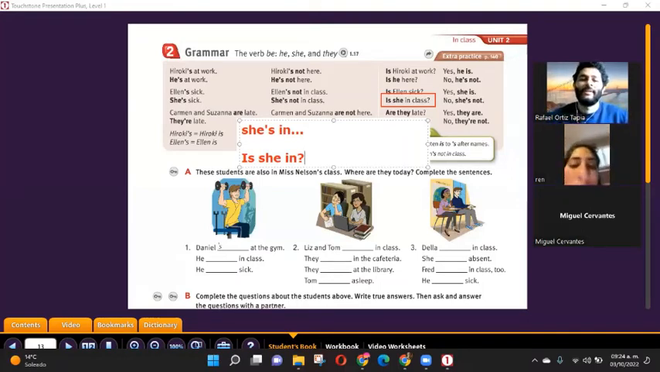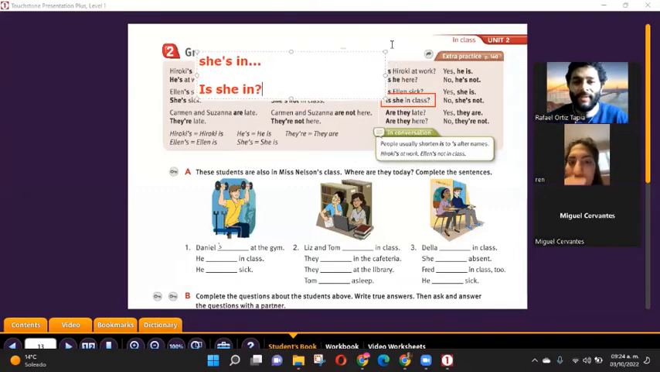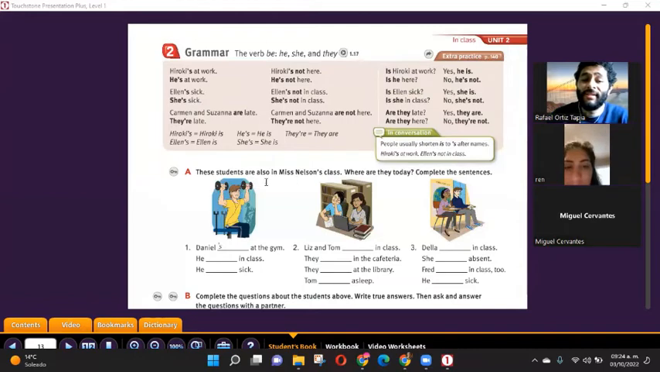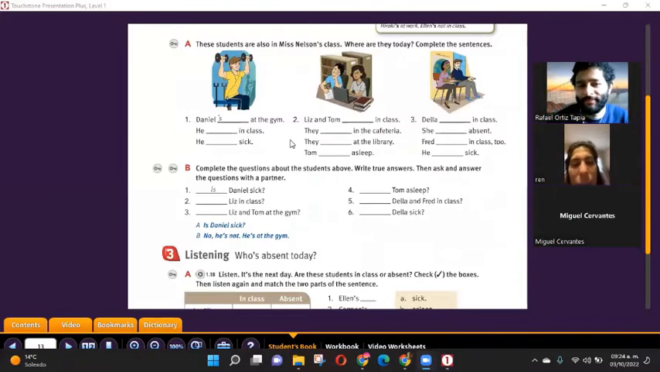Okay, all right. So finally, we can move on to the next part. It says here, these students are also in Miss Nelson's class. So where are they today? Complete the sentences. The only thing you have to do here is complete the sentences using is, is not, are, or those verbs. The first one is given to you: Daniel's at the gym. So how would you pronounce this phrase with connected speech? Daniel sat the gym. Dennis at the gym.